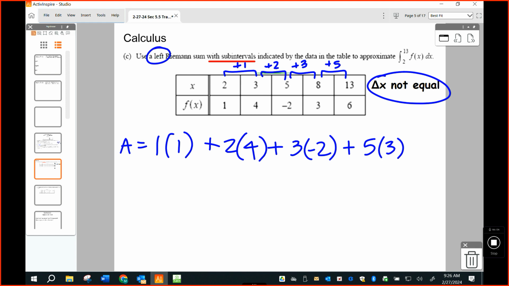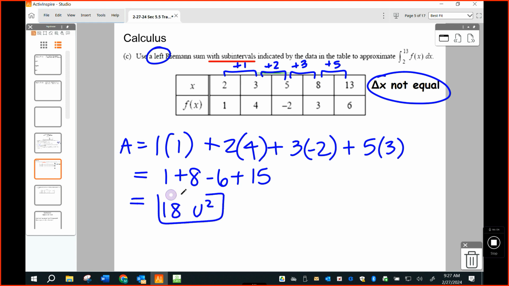Okay, multiply and add. Find your total area. Multiply and add. 1 plus 8 minus 6 plus 15 equals 18 units squared. Why did you say 17?